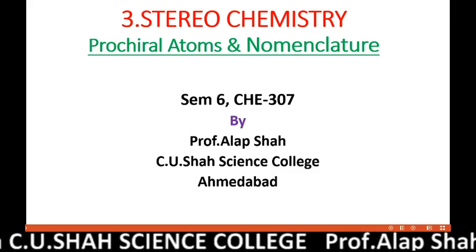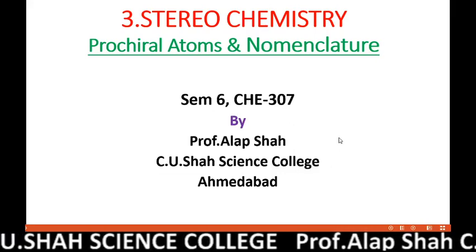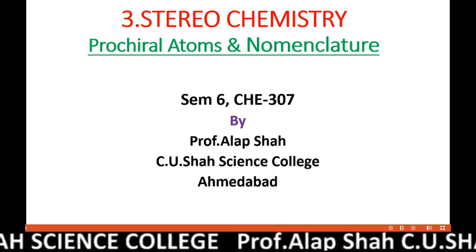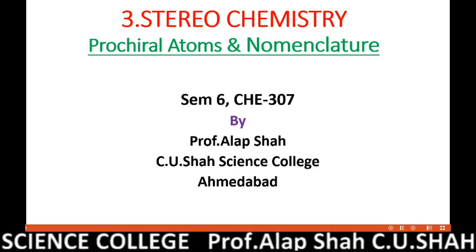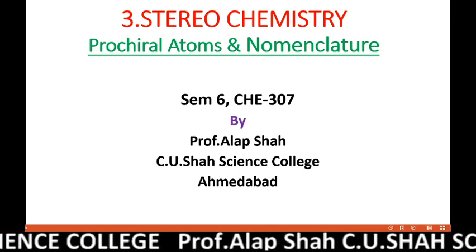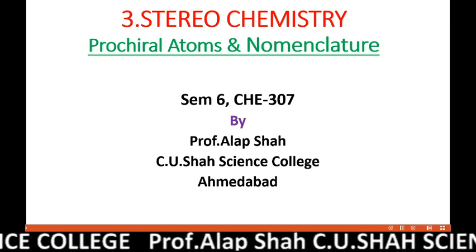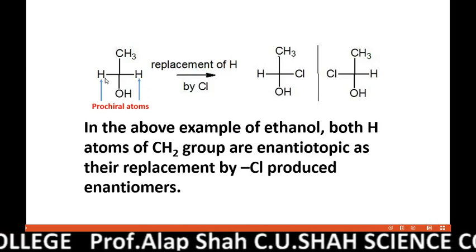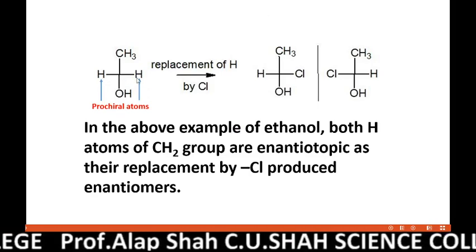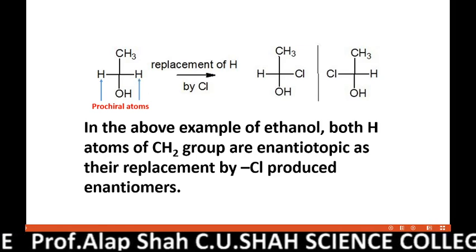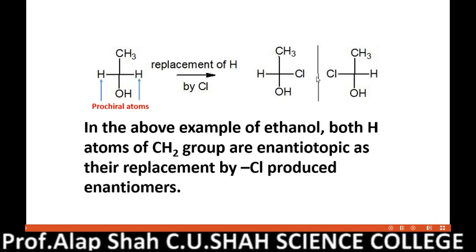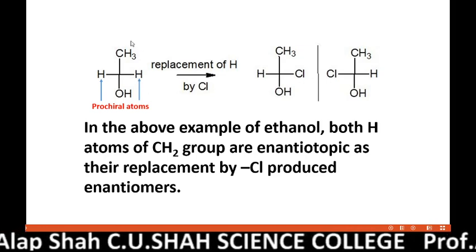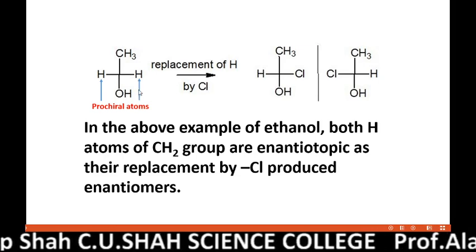Hello everyone. In the first two videos, we have discussed the concepts of pro-stereoisomerism. In this video, we will discuss prochiral atoms and their nomenclature. In this example of ethanol, these two hydrogens are enantiotopic, as the displacement, one by one displacement of them, gives rise to enantiomers. But here we want to discuss prochiral atoms or prochiral groups.